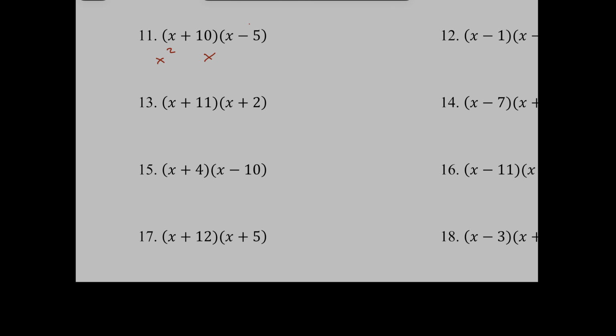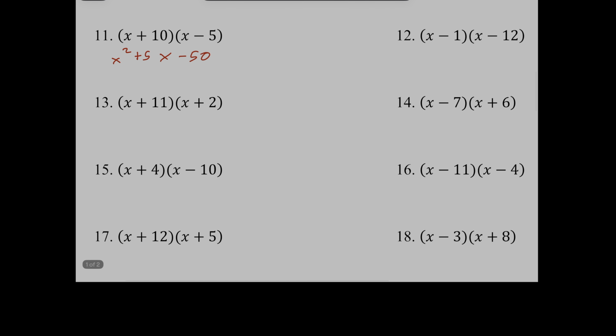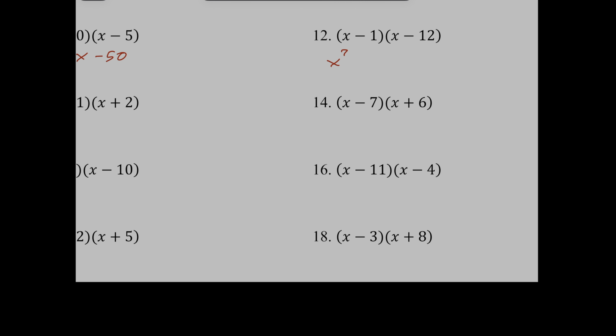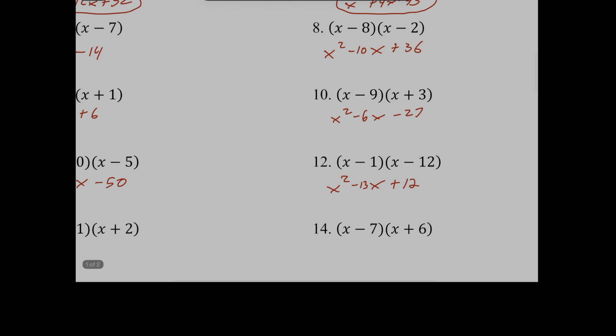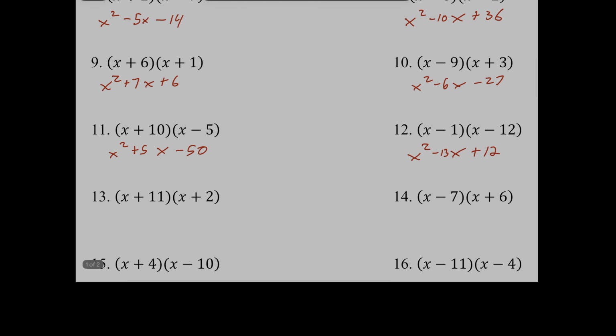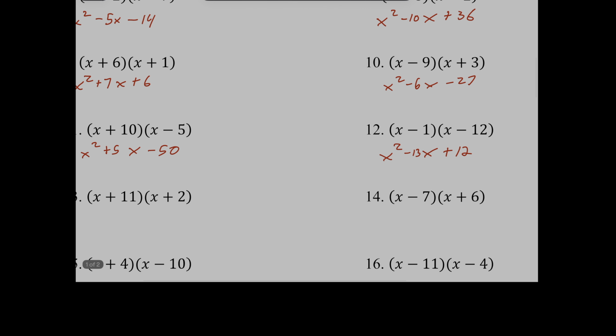So now again, add the numbers, I get a plus 5. Multiply the numbers, I get a negative 50. Let's go to number 12. X squared, x in the middle. Add the numbers. Well, what's negative 1 plus a negative 12? That's a negative 13. Now what happens when I multiply them? I get a positive 12. Now notice this. If the signs are the same, if they're both negative or both positive, number 9, your third term is always going to be positive. If your signs are different, your third term is always going to be negative. Just something to note, okay?